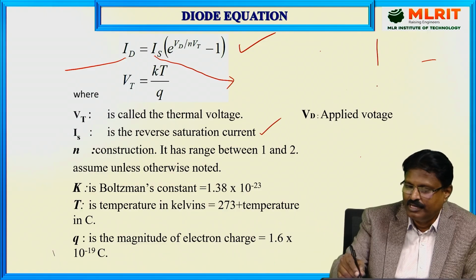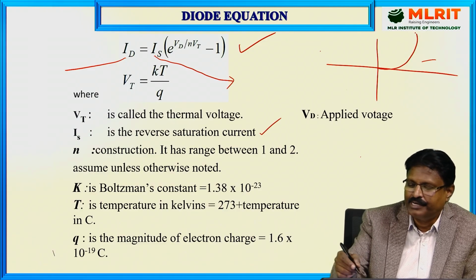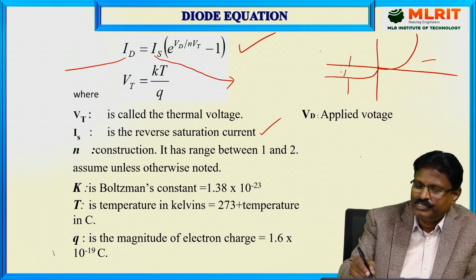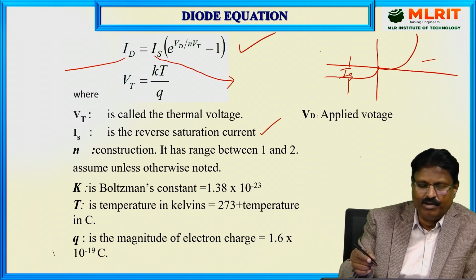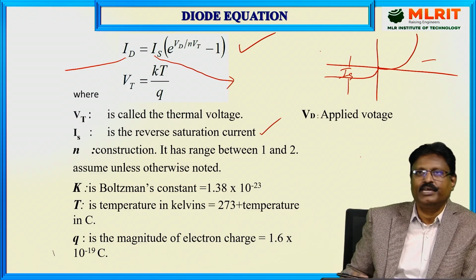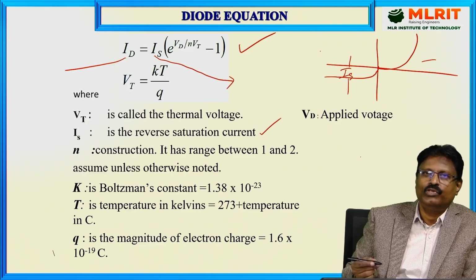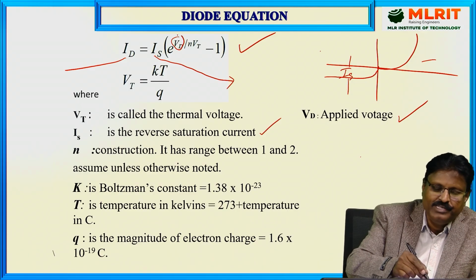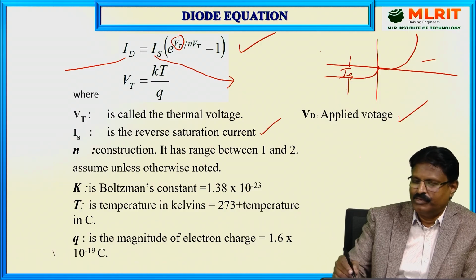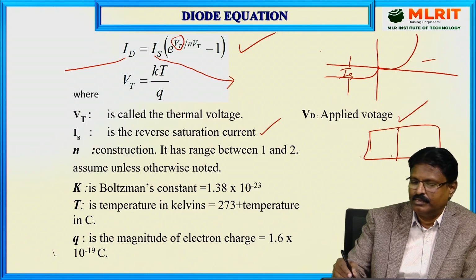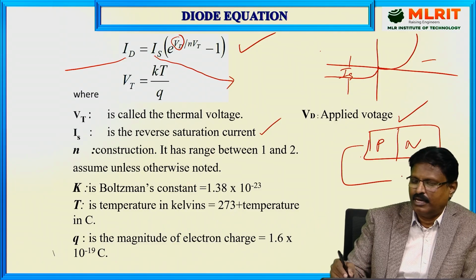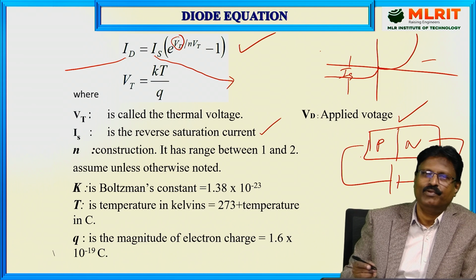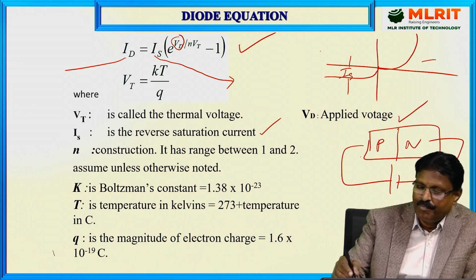If you draw the VI characteristic curve of a PN junction diode, it is represented like this. In the reverse bias, the current flowing is called IS, or we can also call it a leakage current. So IS is the reverse saturation current. In the reverse bias, the current flowing through the diode is called the reverse saturation current. And VD, as you can see in this equation, is the applied voltage. In a PN junction diode, the biasing voltage you apply, by which the current flows through the diode, we call VD, the applied voltage.